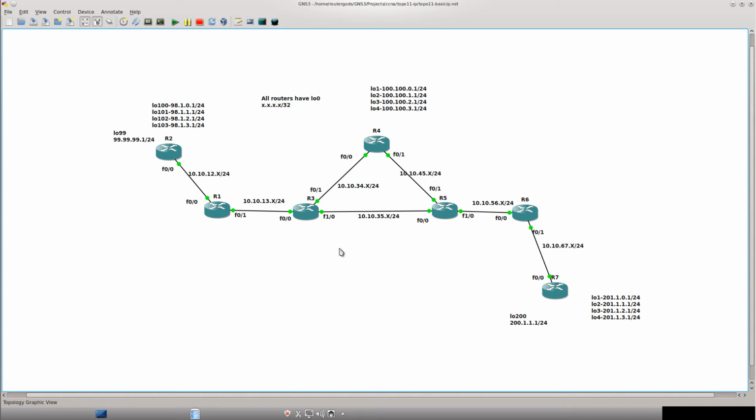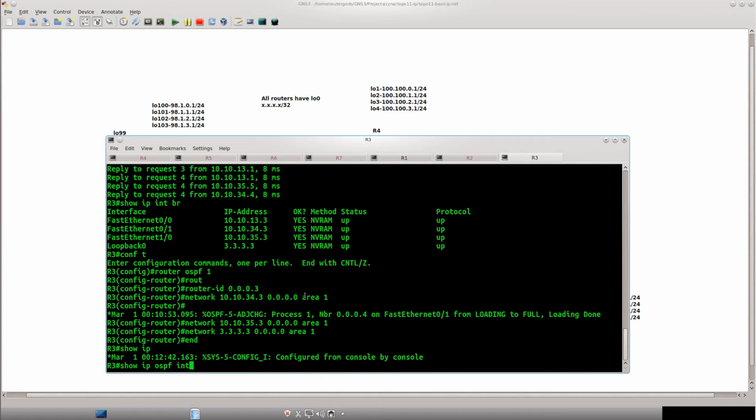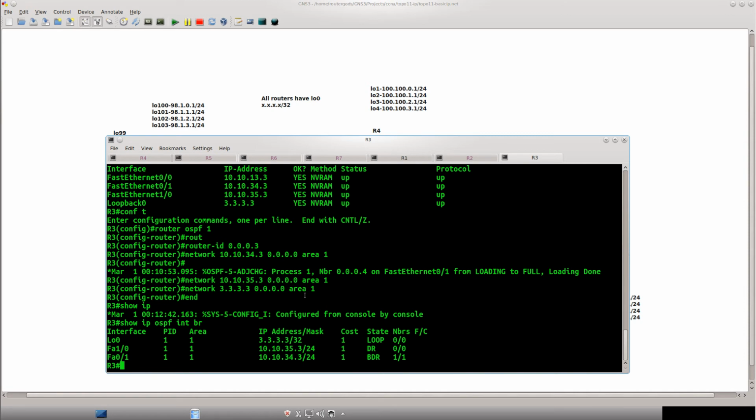So you're throwing in everything highlighted in red. So you're throwing this link into OSPF, you're throwing that link into OSPF, and you're throwing the loopback into OSPF as well. All right. Steve, if you can share your screen so everyone can see what you're typing. Okay, and of course, just like before on R3, show IP OSPF interface brief. And you can see you have got your loopback, fast10 and fast01 in OSPF.